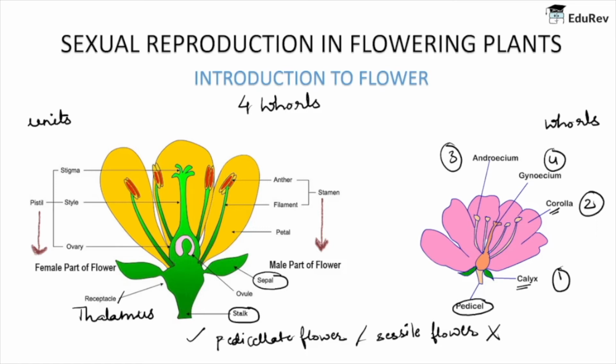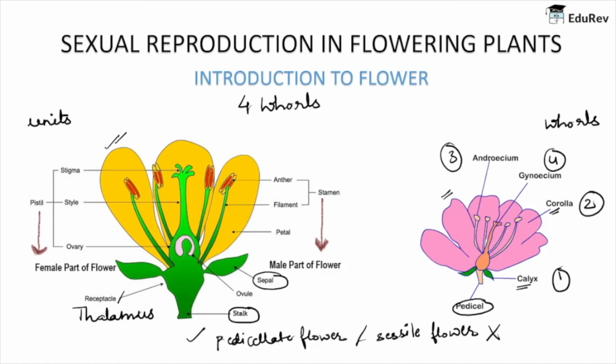So you will find that the corolla in this case is very colorful in both the flowers. On the left side, the flower is of yellow color, and on the right side it is of pink color. So what is the function of these colors? The function of the corolla in the case of flowers is to attract the insects or the pollinators for the purpose of pollination.